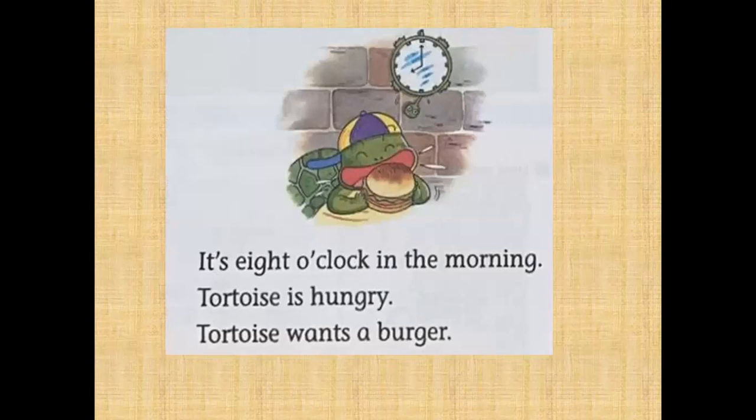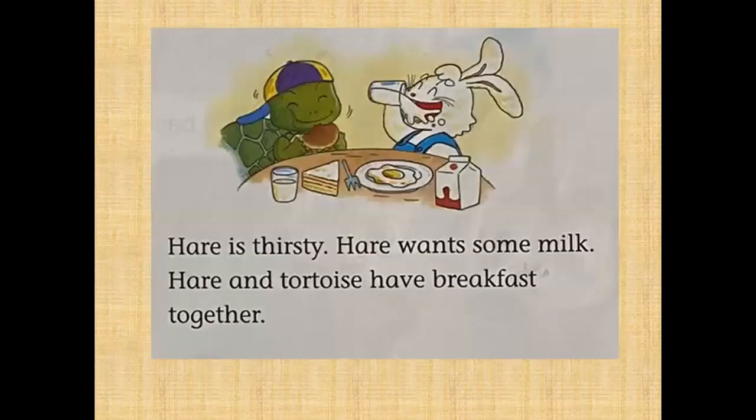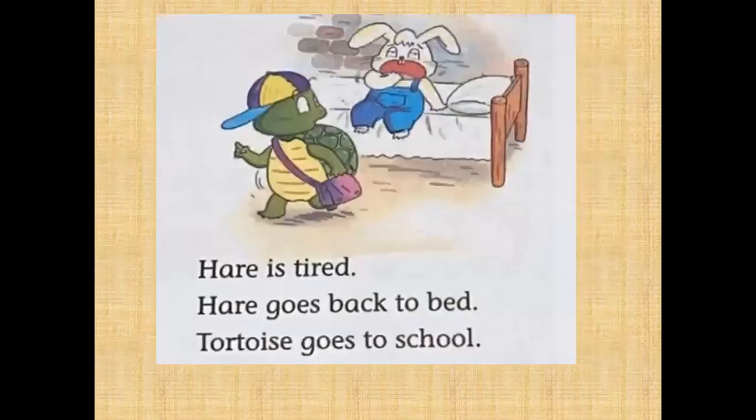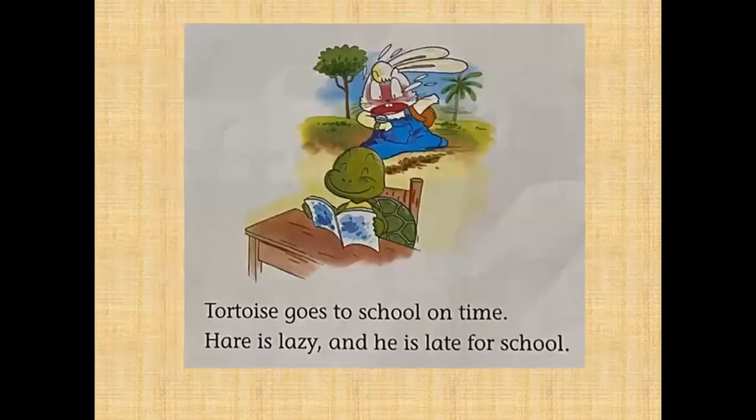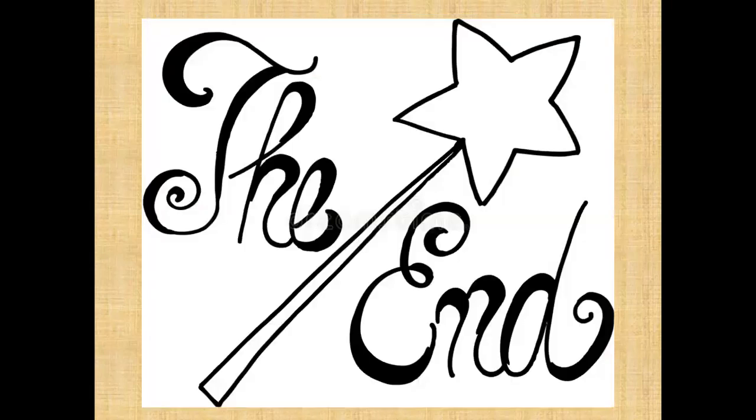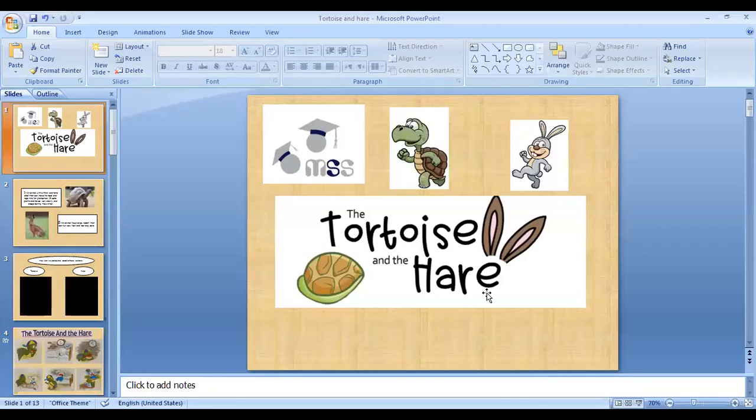Tortoise wants a burger. Hare is thirsty. Hare wants some milk. Hare and tortoise have breakfast together. Hare is tired. Hare goes back to bed. Tortoise goes to school. Tortoise goes to school on time. Hare is lazy and he is late for school. That's it. This is the end of our story.